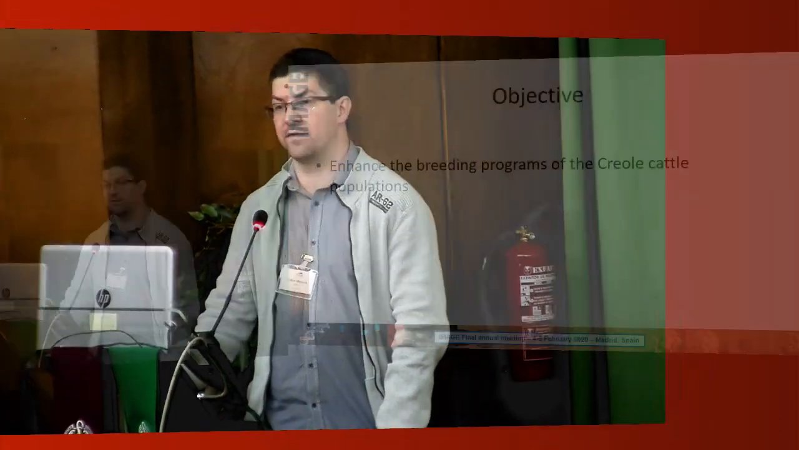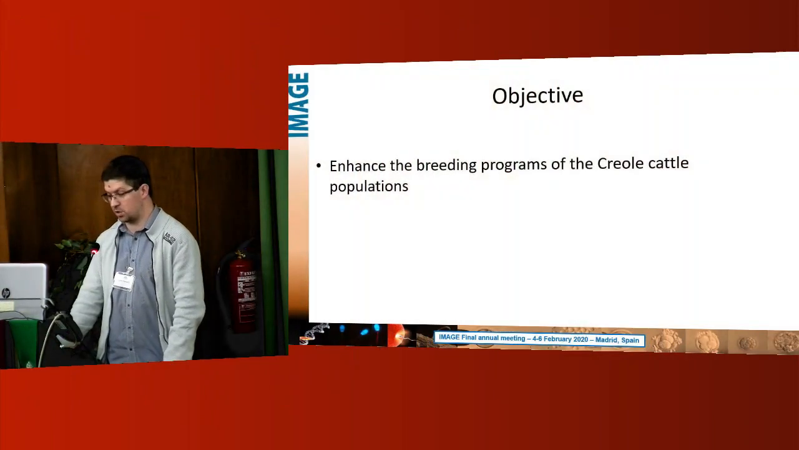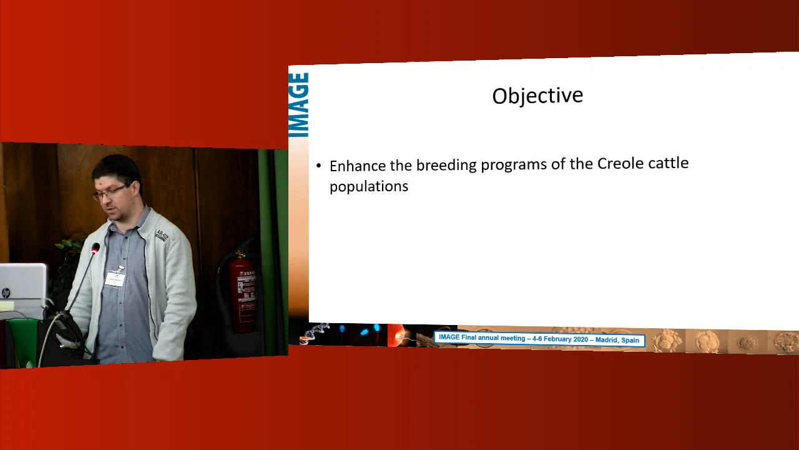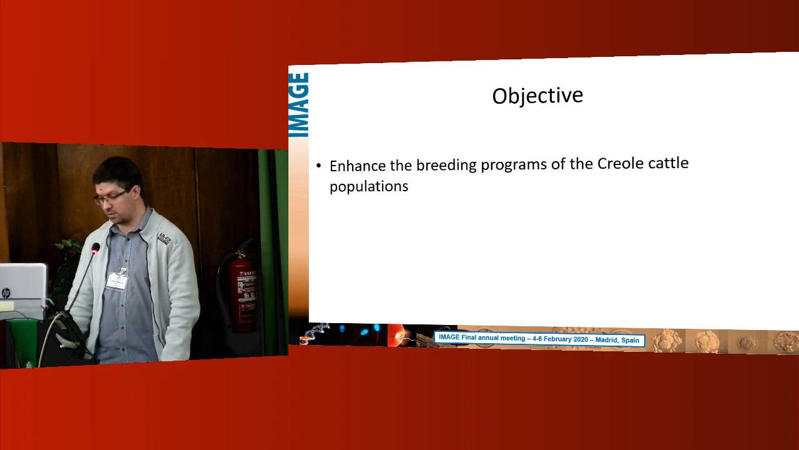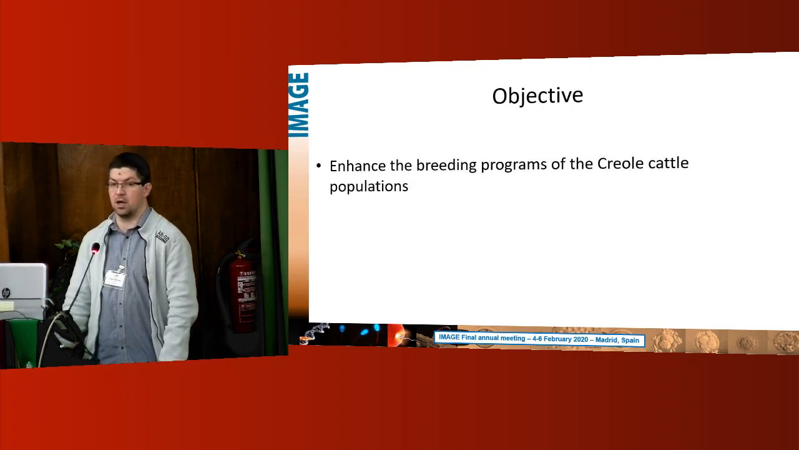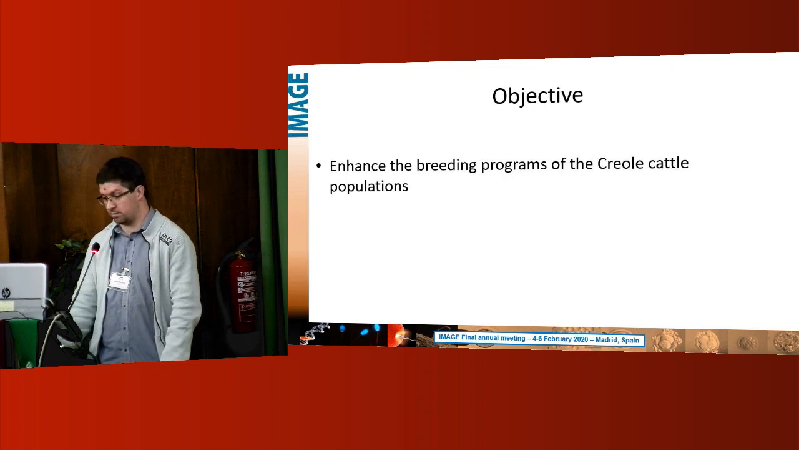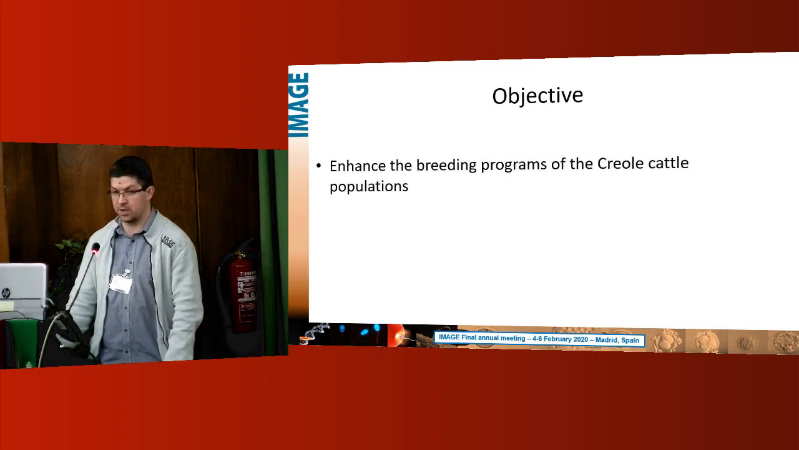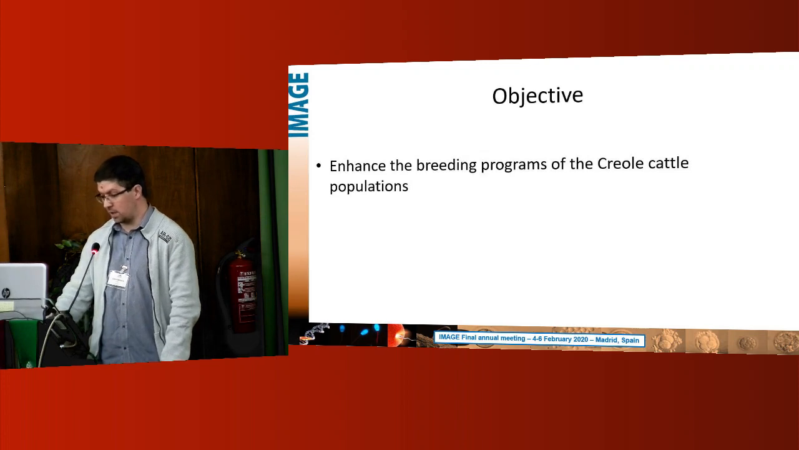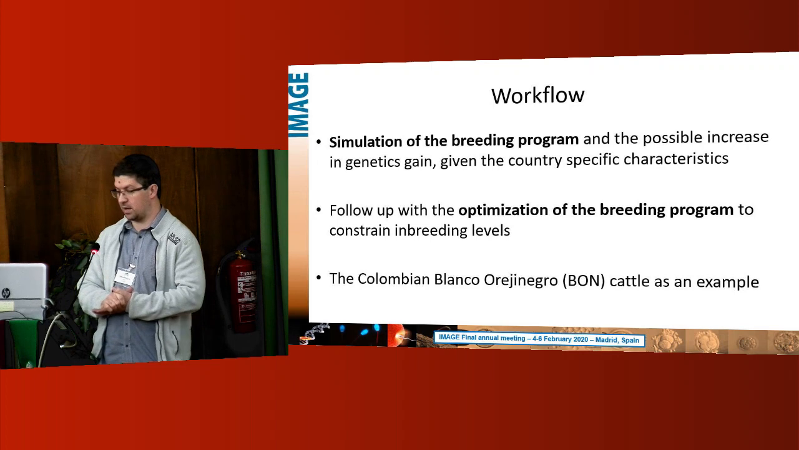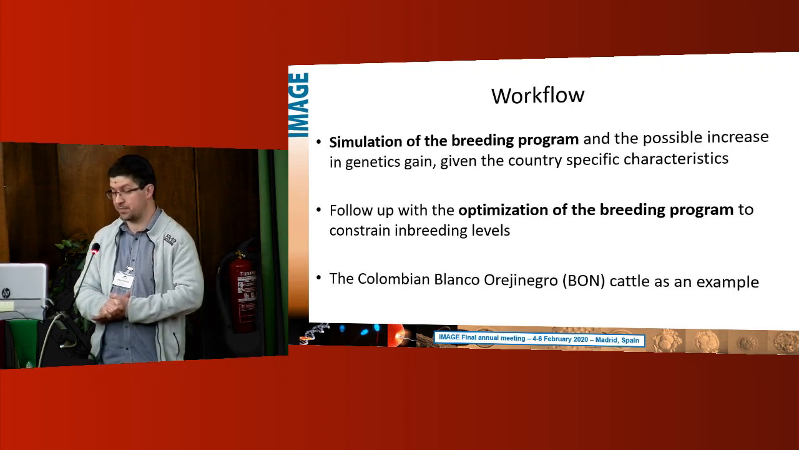The objective of our work in the IMAGE project, in this task, was to enhance the breeding programs of Creole cattle populations in the mentioned countries, using first the simulation procedures from MOPS, and then also seeing what we can do with the optimal contribution selection approach. So we did exactly that. Simulating a breeding program was our first step.